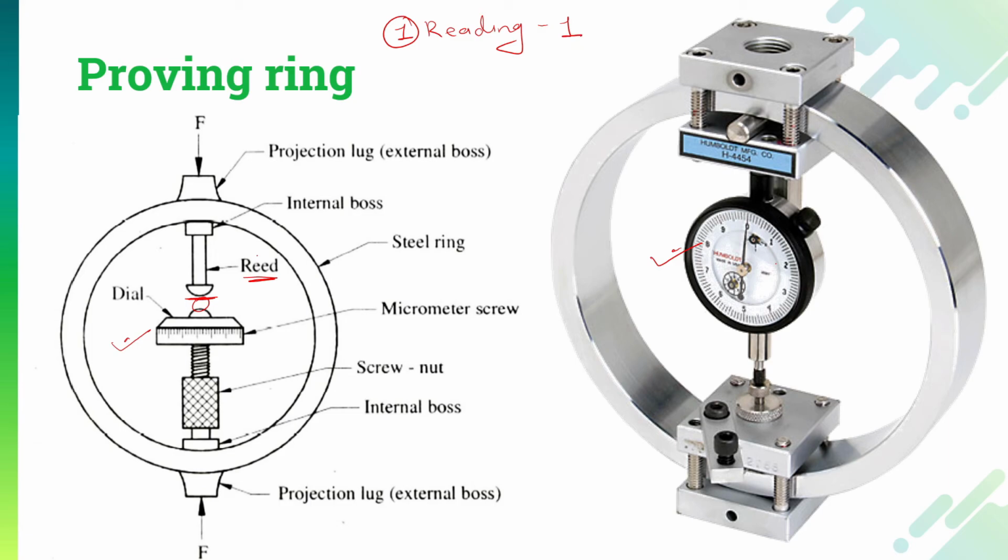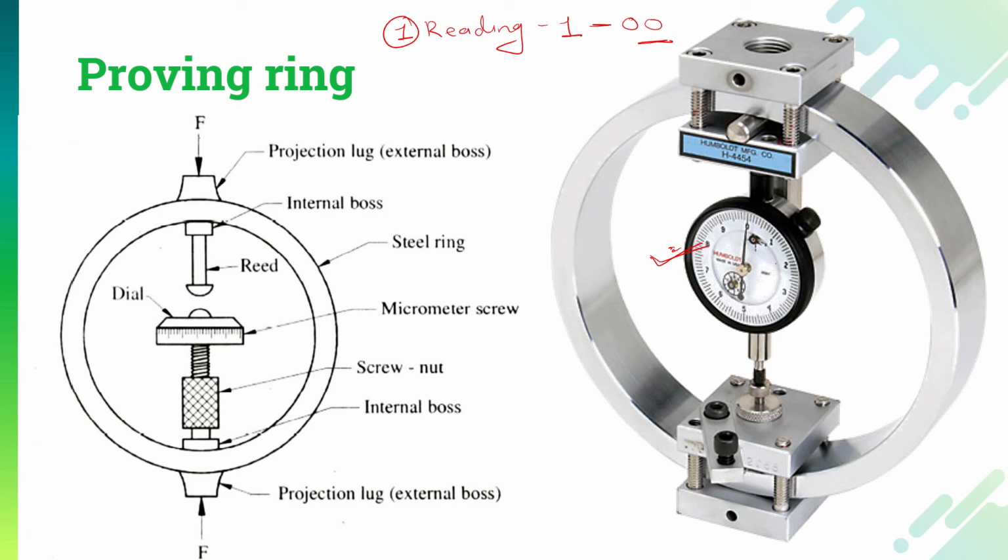Now normally, if this proving ring is calibrated, reading number 1 will be 00. There will be no reading on the micrometer screw, or if you have a dial gauge, there will be no reading on the dial gauge. Or we can calibrate this value to 0. Now next, we will apply compressive load on the projection lugs.